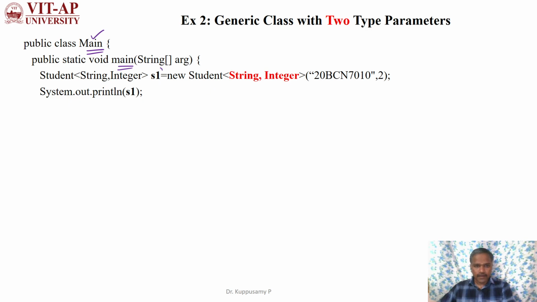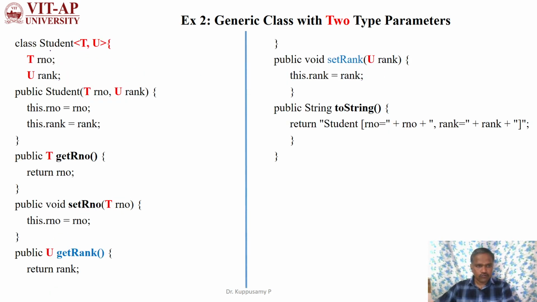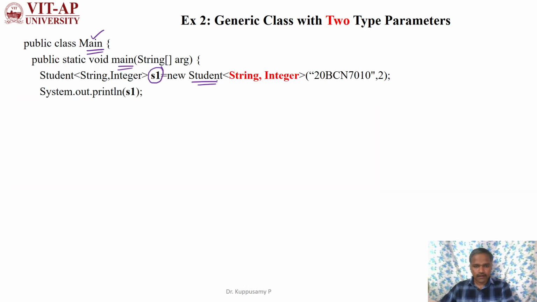Then I'm creating the first object, s1, by using the class Student which is defined here, right? So using this class Student I'm creating the object s1, but the type variable T is string, here U is integer. Then as arguments we are passing the first values. For string I am passing 20 bcn 7010, then for integer I am passing 2. Once it is called, the constructor will be accessed here.